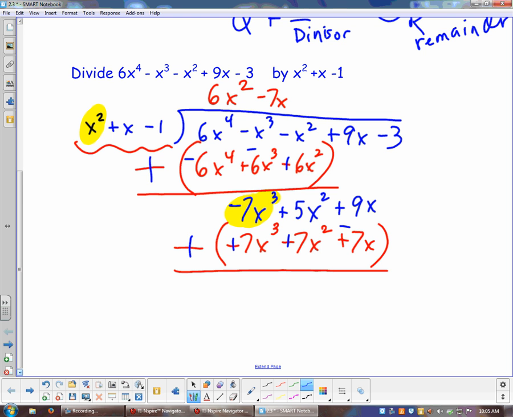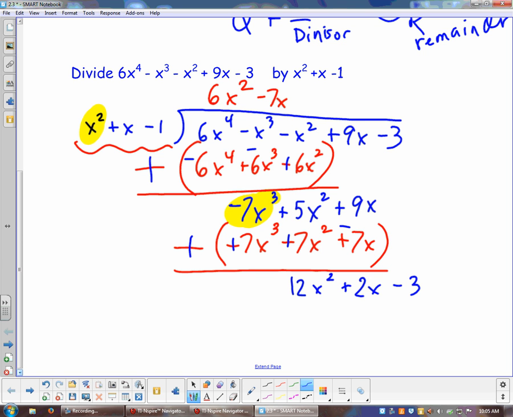Then we're going to have what? 13. Is it 12 or 13? 12x squared plus 2x. Bring down the 3 and do this one more time. We have to keep going until the degree here is less than the degree of our divisor.